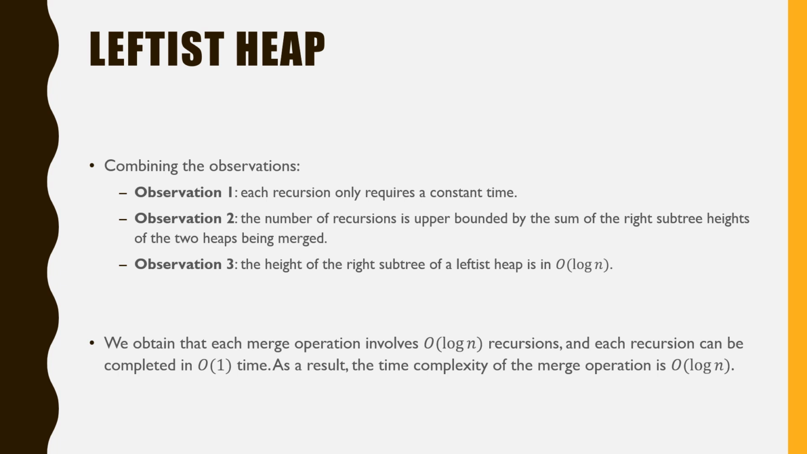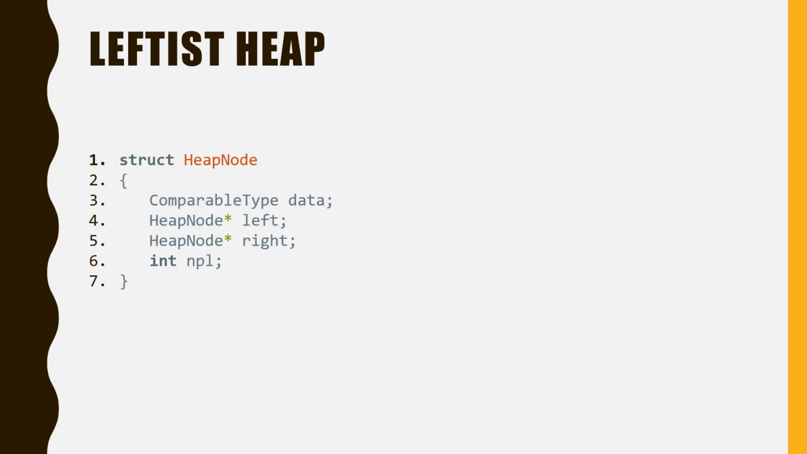Thus, the overall time complexity of the merge operation is O(log n). We now present the implementation of a leftist heap. Since a leftist heap is not a complete binary tree, it cannot be implemented using an array like a binary heap. Instead, it must be represented using a tree-based data structure.